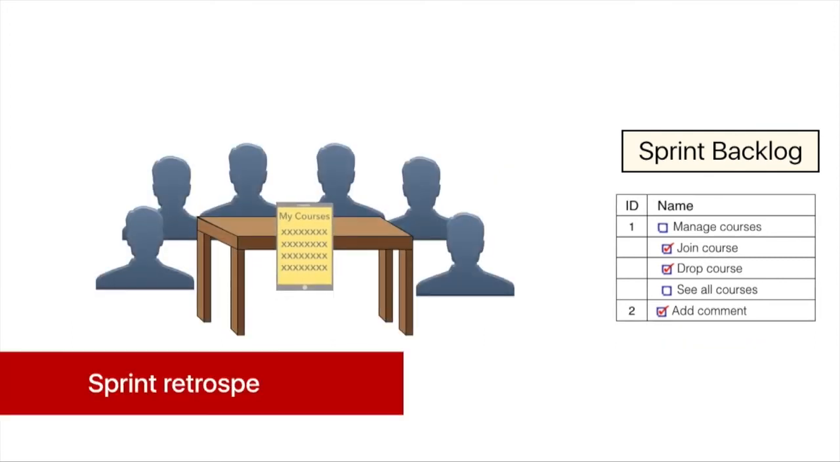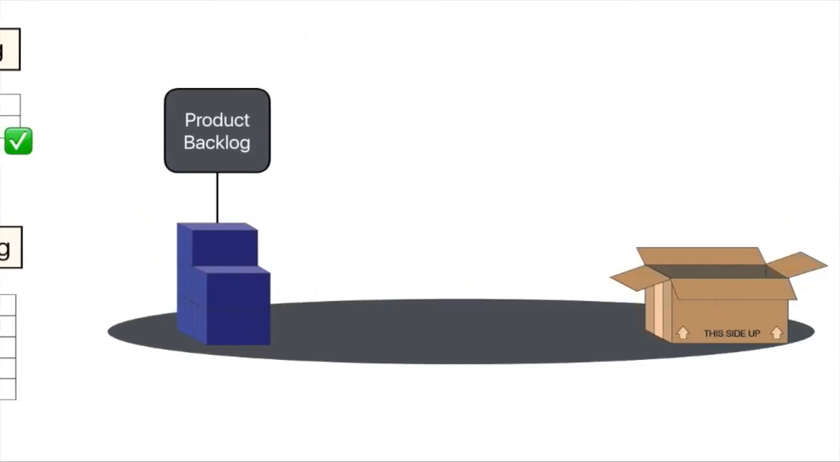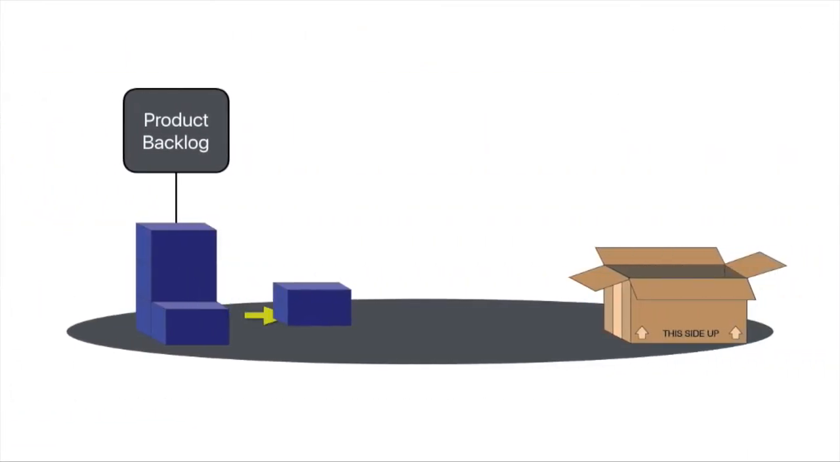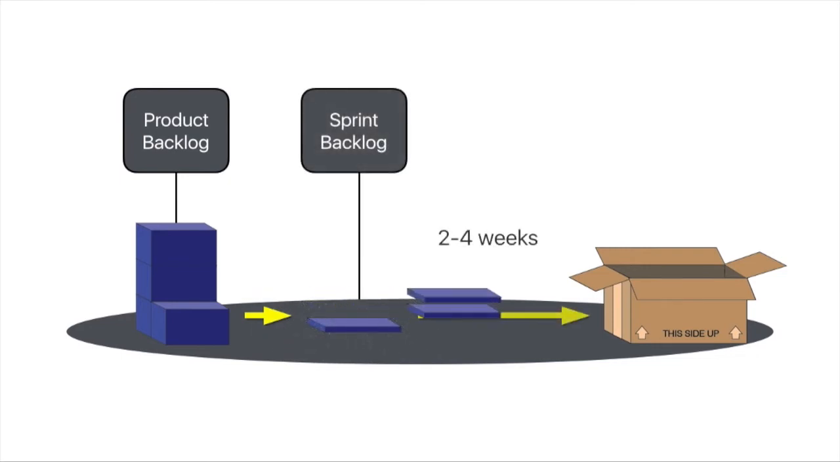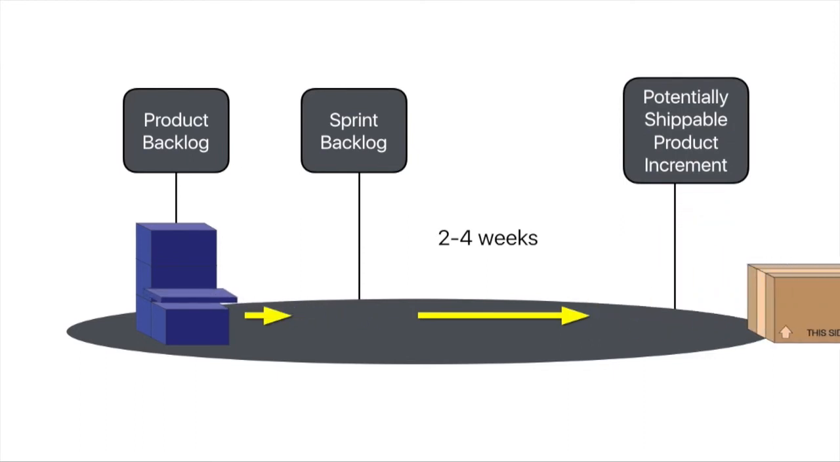Summing up, you have a product backlog with rough requirements, which gets specified into the sprint backlog, implemented in 2 to 4 week cycles, and finally gets integrated into the potentially shippable product increment.